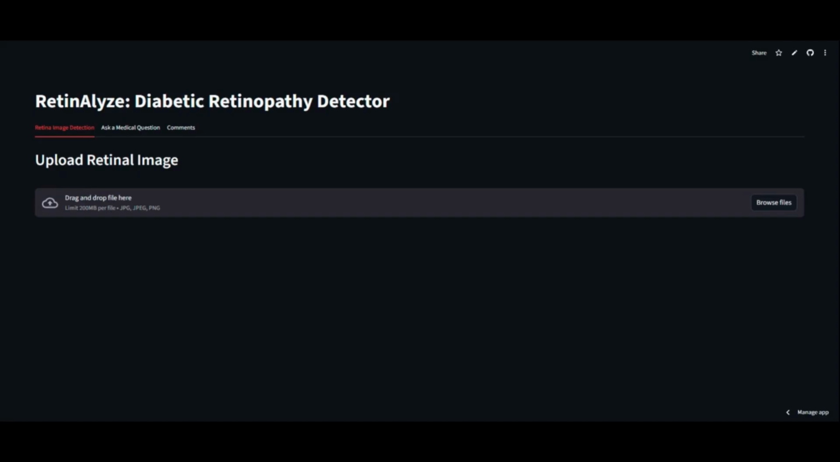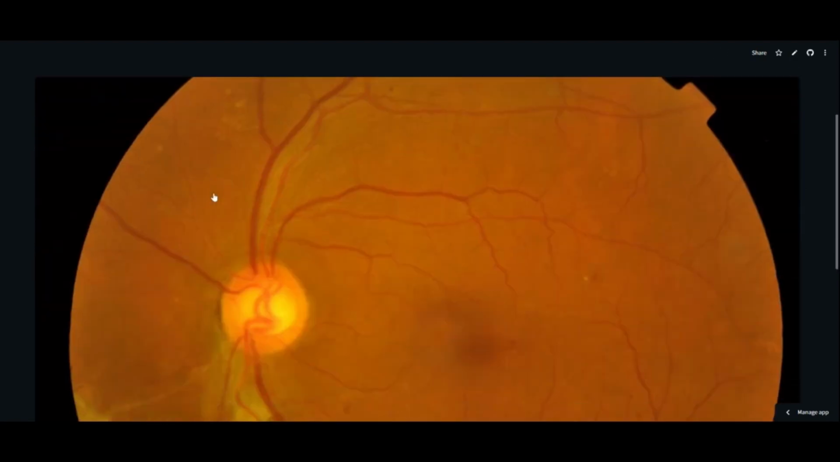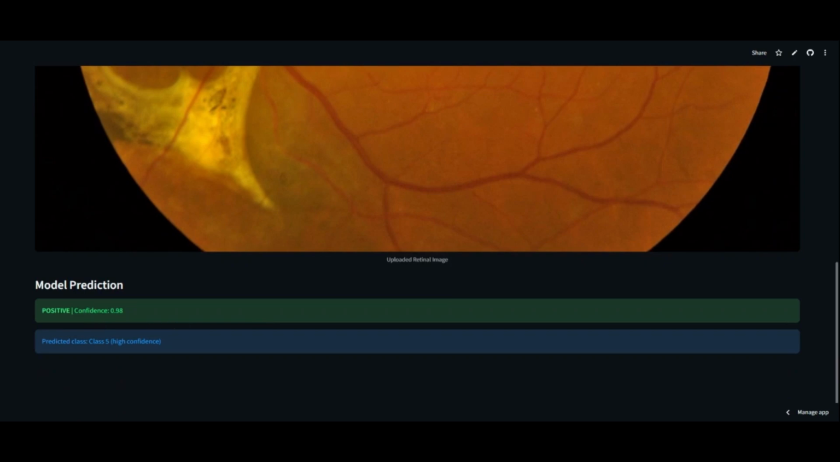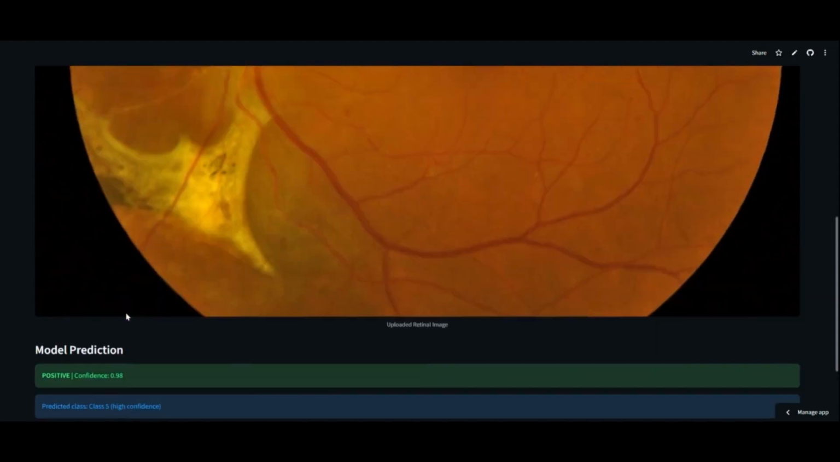This is RetinAlyze. First, let's utilize the first feature by uploading a retinal image. So this is an image of an eye with diabetic retinopathy. As we can see, there are some abnormal tissues over here and large blood vessels, and the model analyzes this and outputs a positive result with a confidence of 98%. This predicted class is class 5, which is high confidence for diabetic retinopathy.